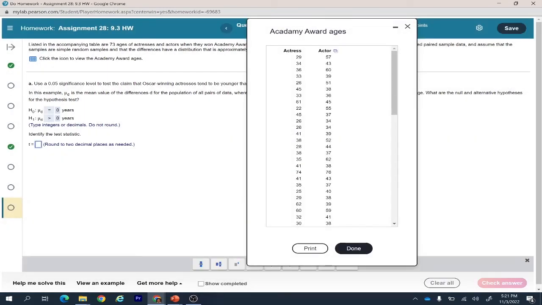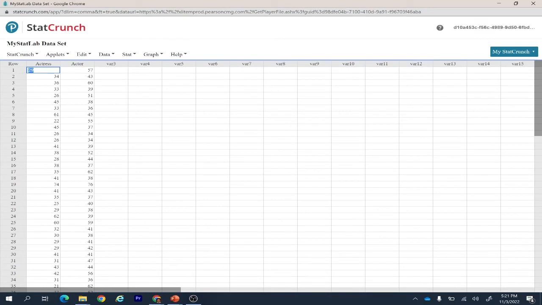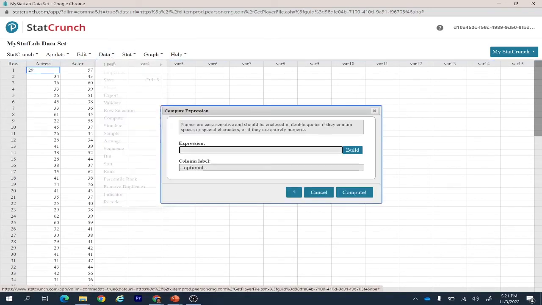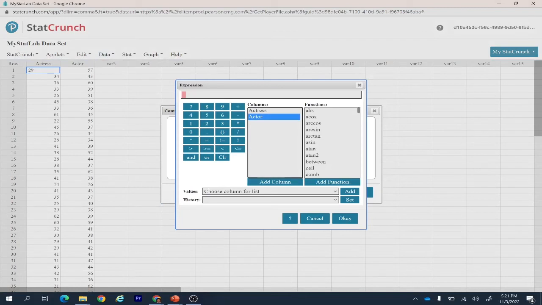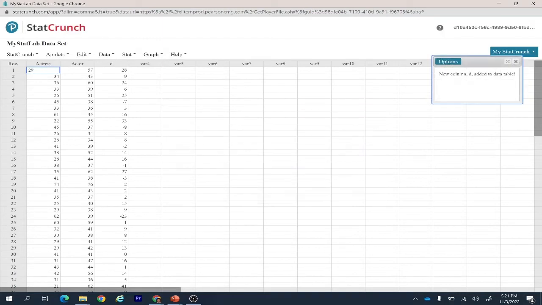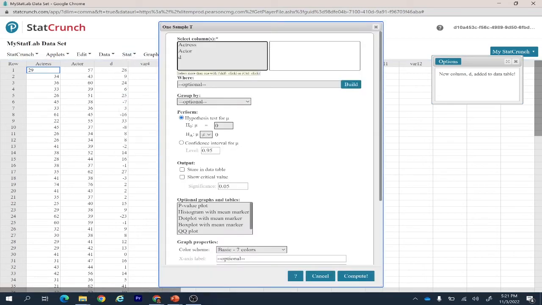What is the t-value? For that, you have to repeat the same thing we did in the previous problem. You have to copy that data into StatCrunch, and first of all compute the difference between them. Under Data, there is a Compute expression option. First of all, remember it's actor minus actress. That's how they are defining the difference. We would like to name it D. That's the difference between them. And now for this data, we would like to find the t statistic. D is our data, and we would like to do this hypothesis test.